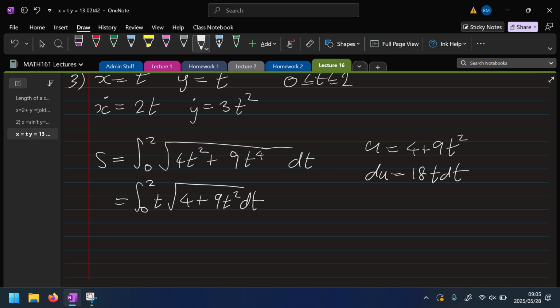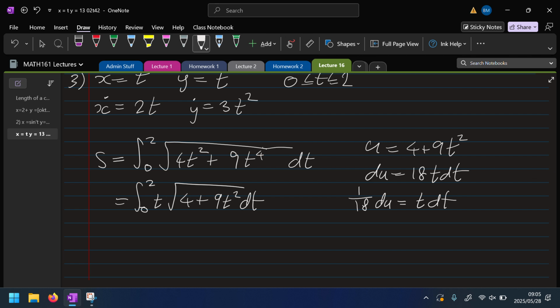Now we wanted to get rid of the t dt, so we can take the 18 to the other side. So 1 over 18 du is t dt. Okay, so that takes care of all of that. Then we're just left with u to the half. Okay, that's easy to work with.